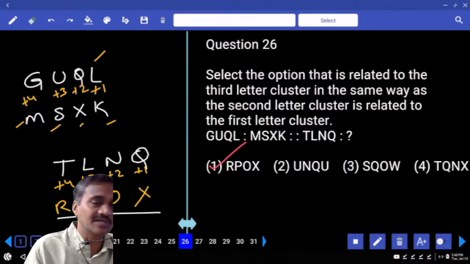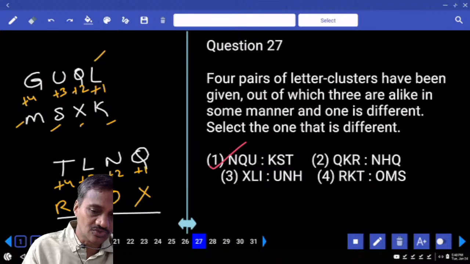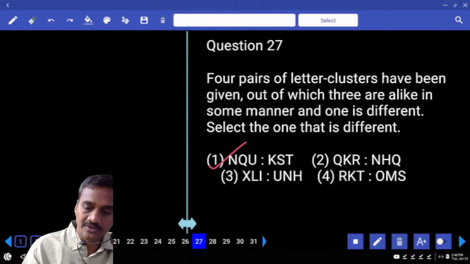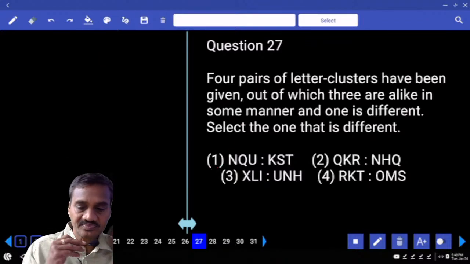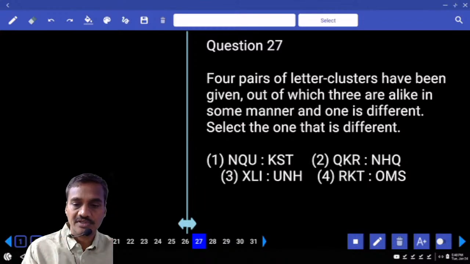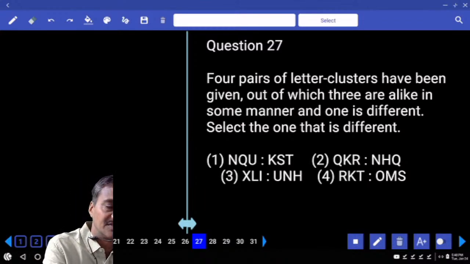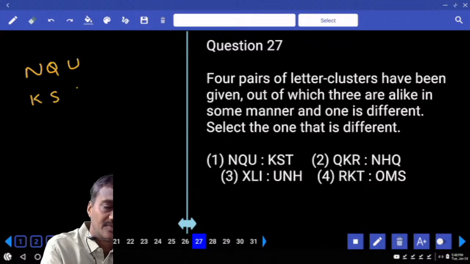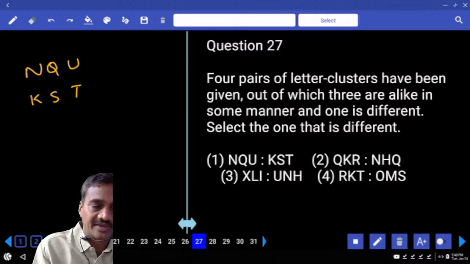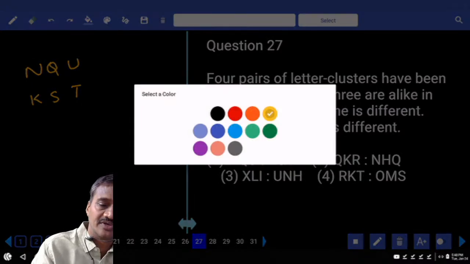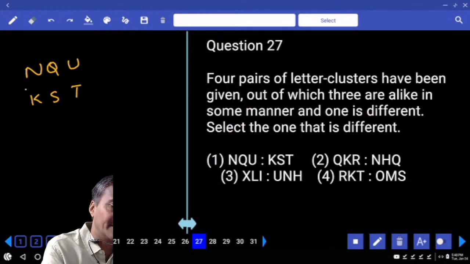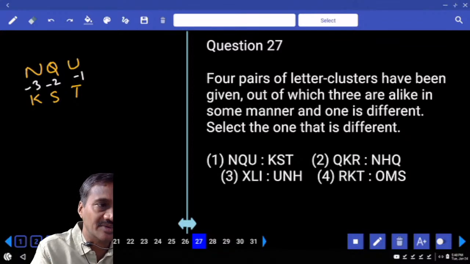The differences between the letters are 4, 3, 2, 1, written in reverse order. Then coming to question number 27, we need to find out the odd one. NQUK, ST. Now N and K, tell me what is the difference between these two? 14 and 11, that is minus 3. Q and S, minus 2. U and T, minus 1. Minus 3, minus 2, minus 1.